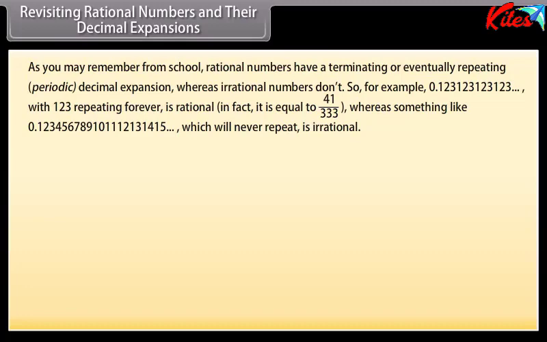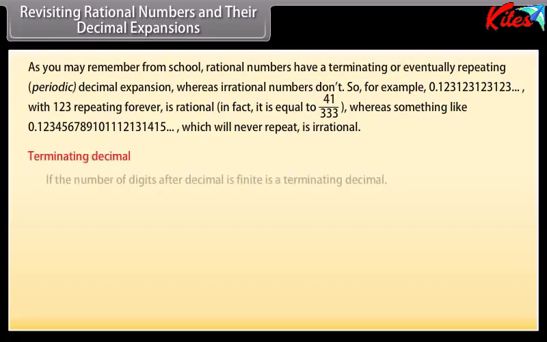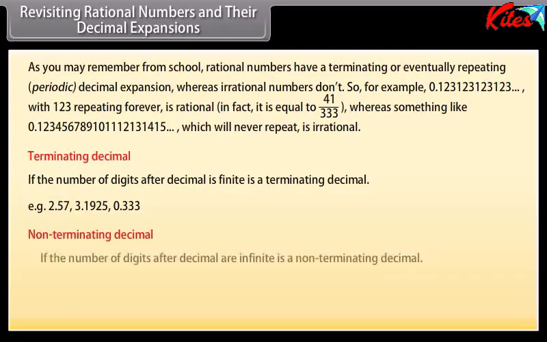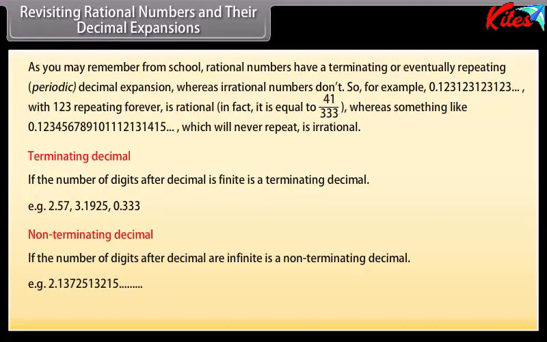Whereas something like 0.123456789101112131415, and so on, which will never repeat, is irrational. Terminating decimal: if the number of digits after the decimal is finite, it is a terminating decimal. Example: 2.57, 3.1925. Non-terminating decimal: 0.333... If the number of digits after the decimal is infinite, then it is a non-terminating decimal.